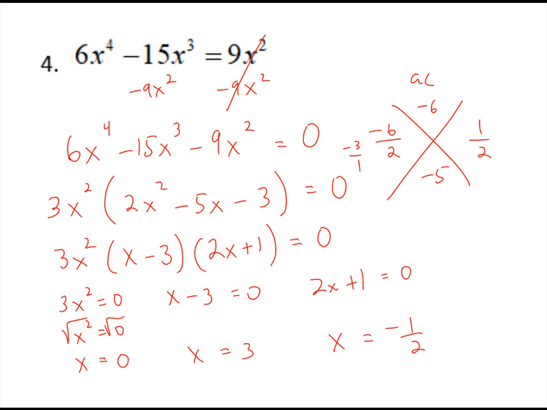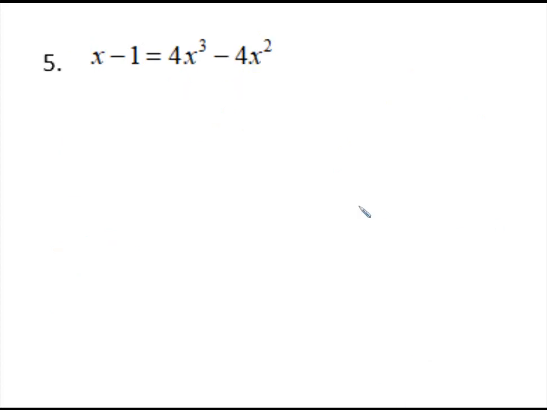Okay? All right, taking a look at number 5 here. Let's make the problem equal 0 first. So minus x, add 1. Then minus x, add 1. So that's gone. I get 0 is equal to, just make sure it's in the correct order from highest exponent to lowest exponent.